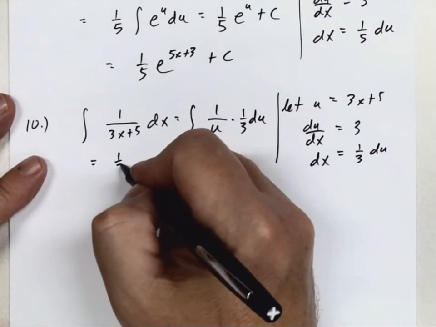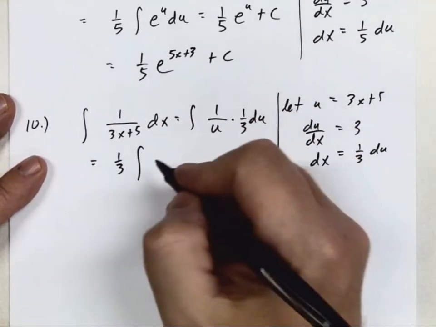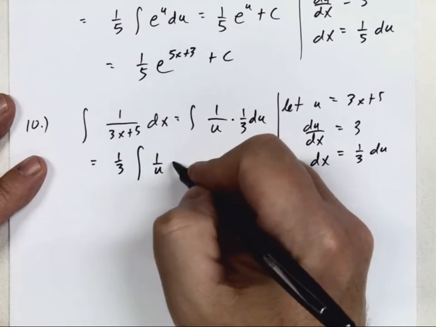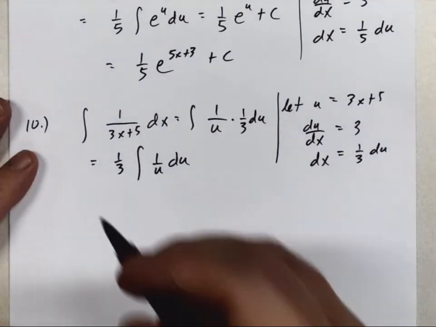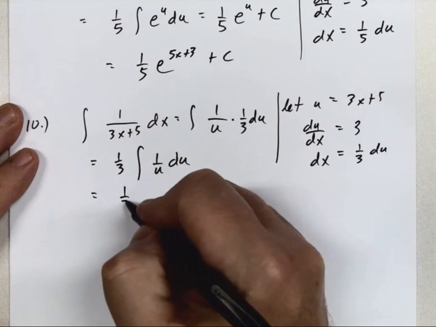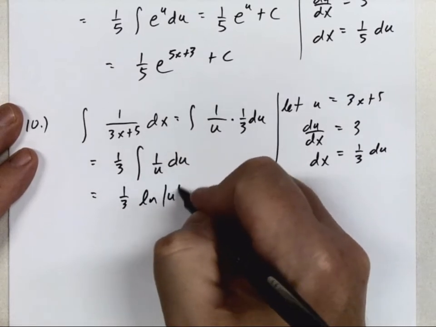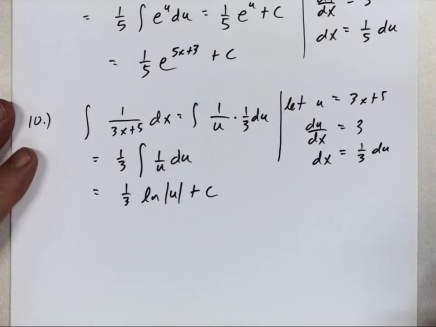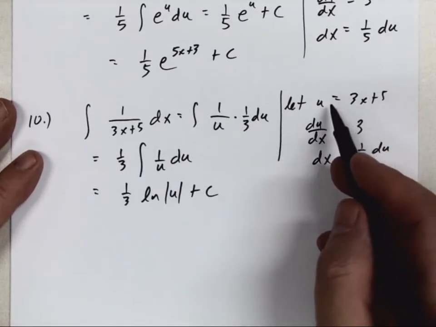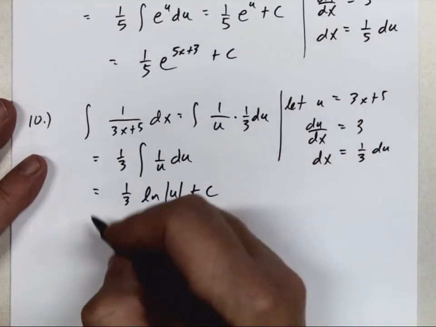If I bring the 1/3 out front, this looks familiar. When I integrate this, this is actually the natural log function. So 1/3 natural log absolute value of u plus c. Now that I've integrated it, I replace the u with my x.